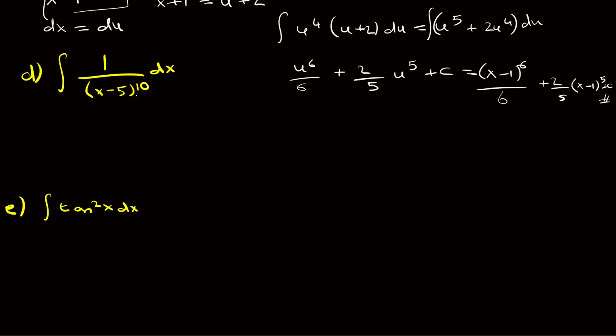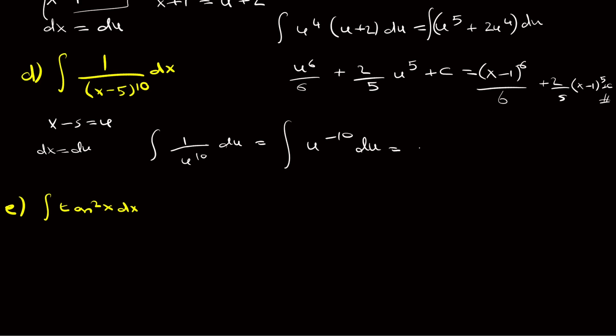Again, I don't want to expand this 10 times, so what am I going to do instead? x minus 5 is equal to u. dx is equal to du. Integral of u to the power of negative... okay, let's not skip the steps. 1 over u to the 10th power du. This is equal to the integral of u to the power of negative 10 du. This is equal to u to the power of negative 9 over negative 9 plus c.